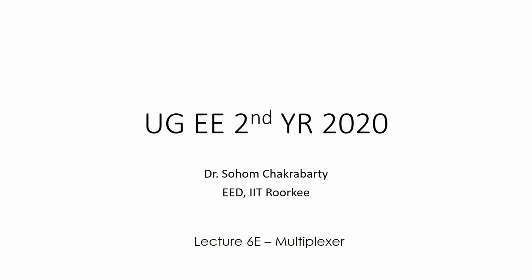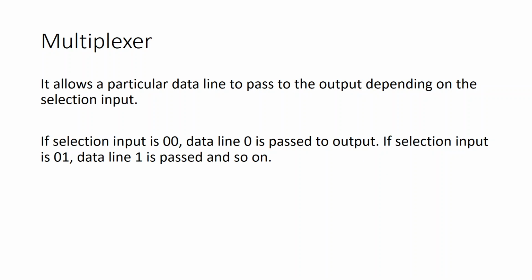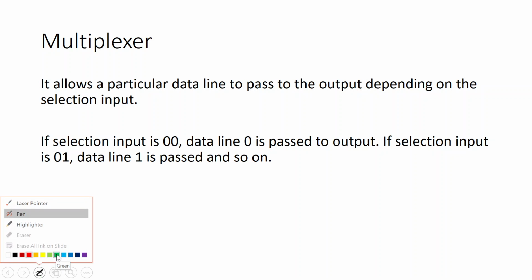After the decoders, we come to the multiplexer. So what is the multiplexer? It is a particular circuit which allows a particular data line to pass to the output depending on the selection input. Reading this line, we must understand that we are having a lot of different things here.